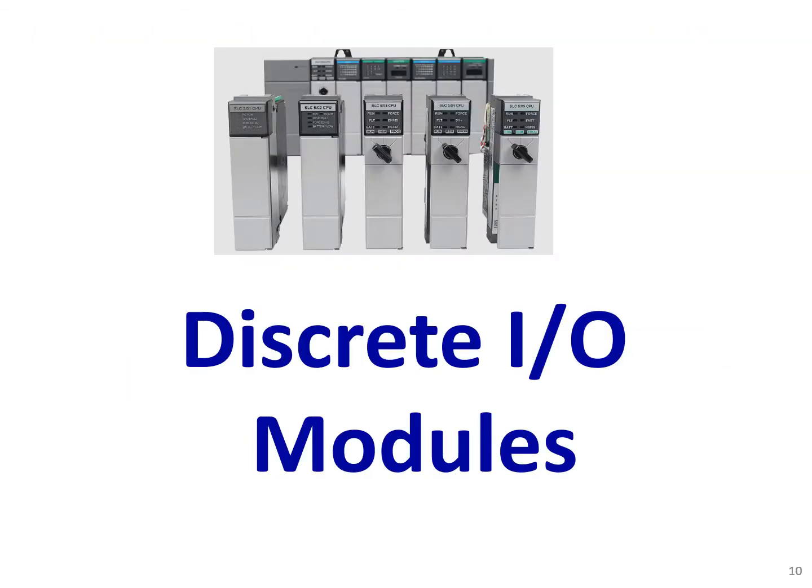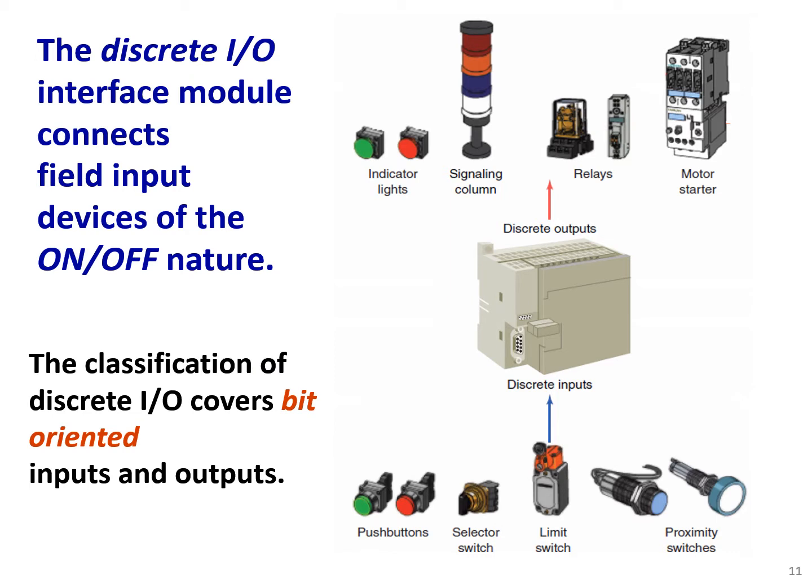Discrete I/O modules. When we say discrete, we mean digital I/O. The discrete I/O interface module connects field input devices of the on-off nature, or 0 and 1. So 1 for on and 0 for off. The classification of discrete I/O covers bit-oriented inputs and outputs.